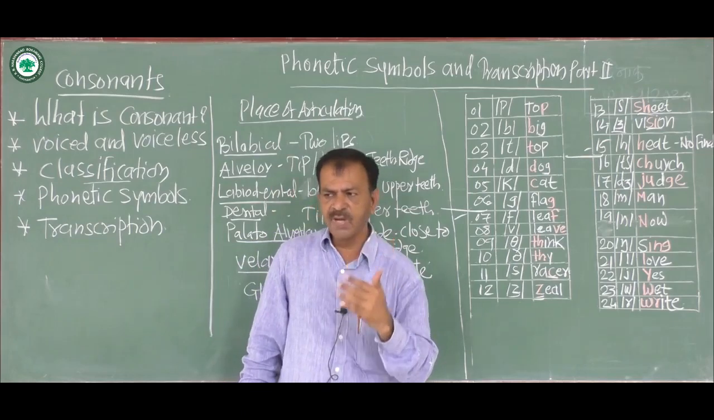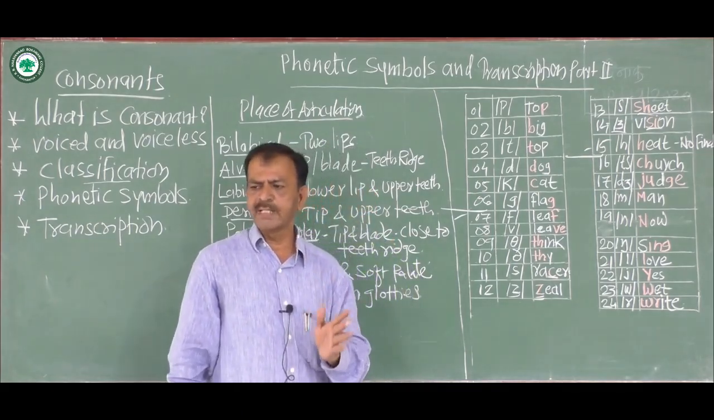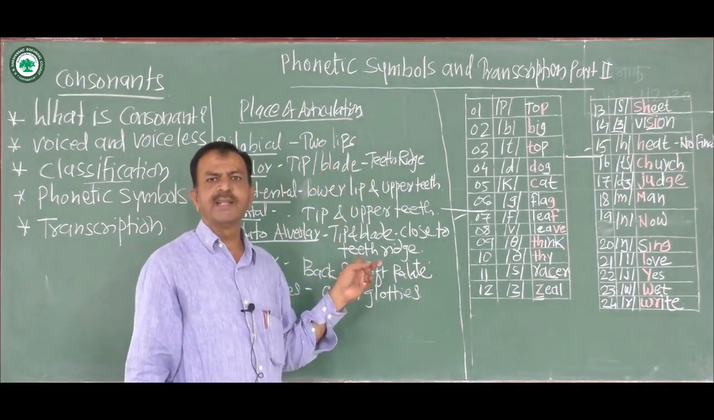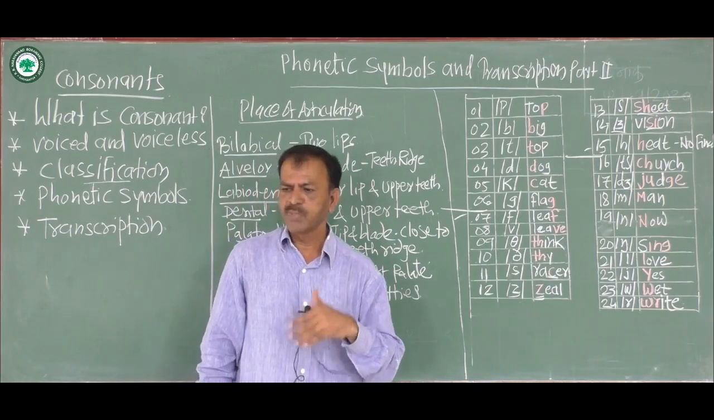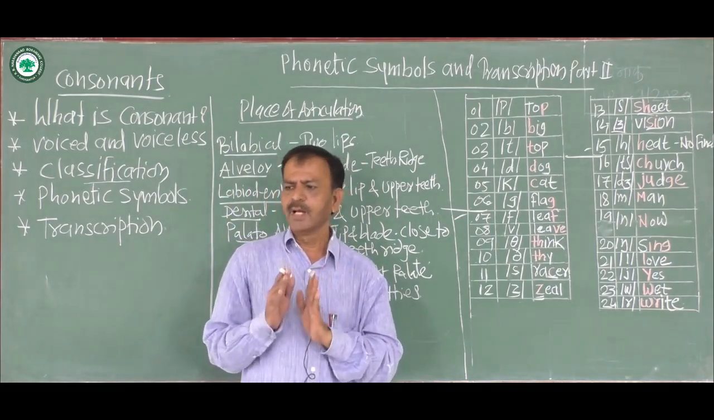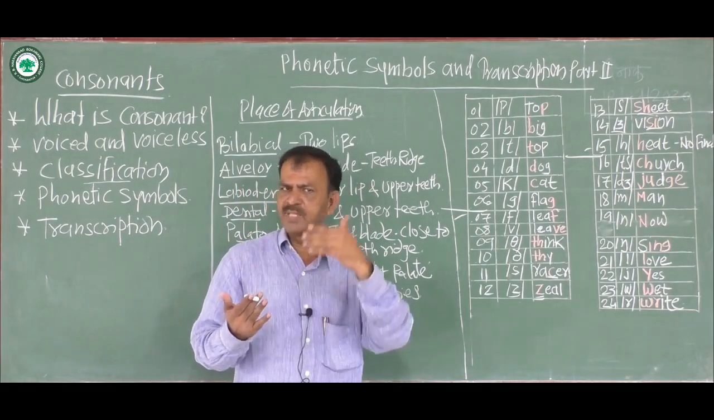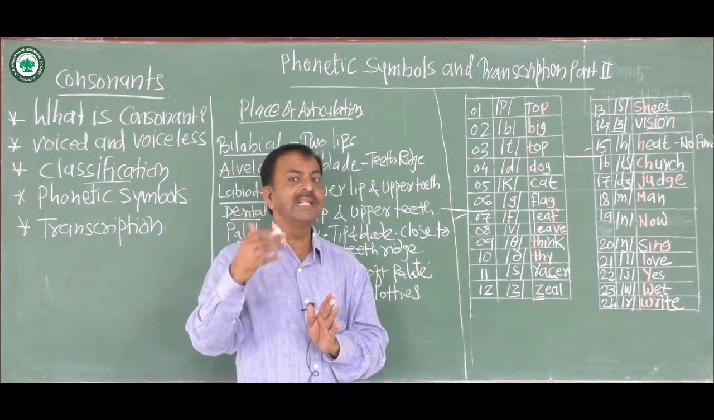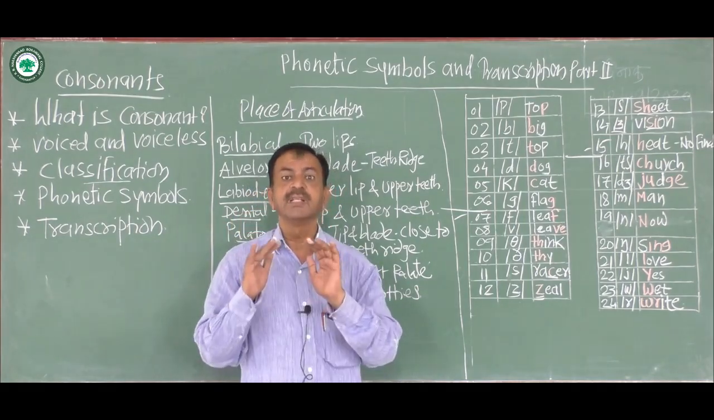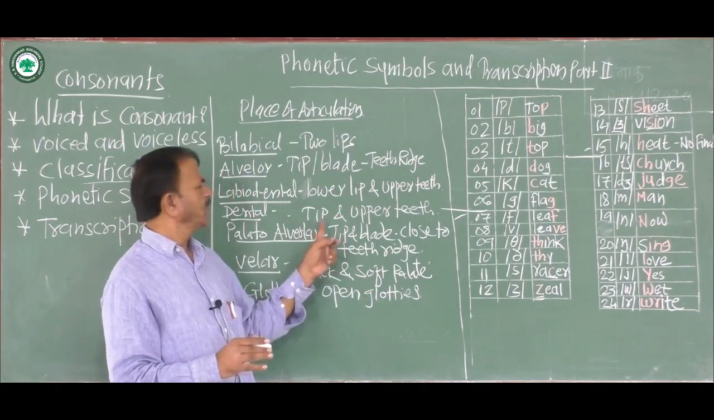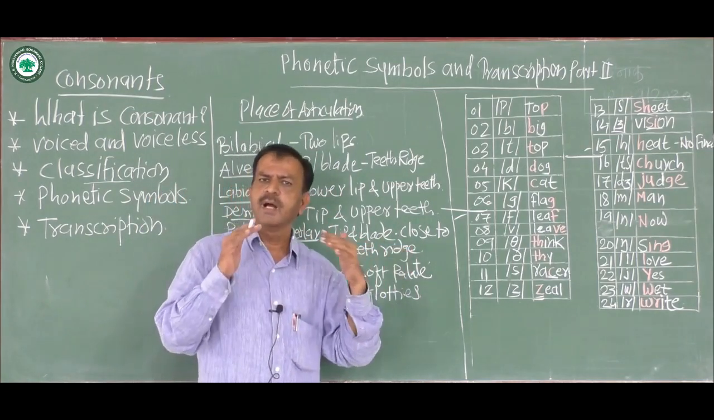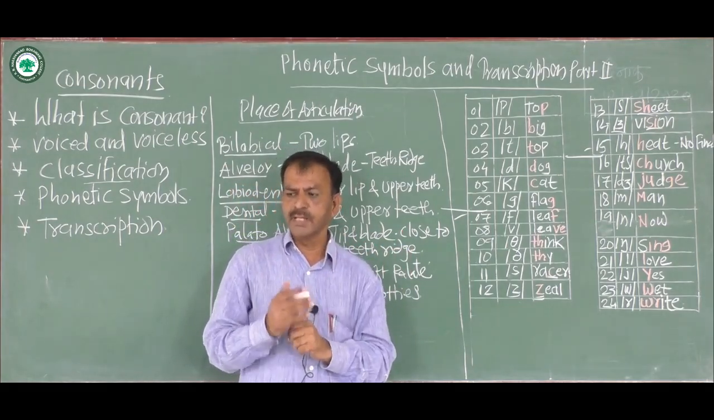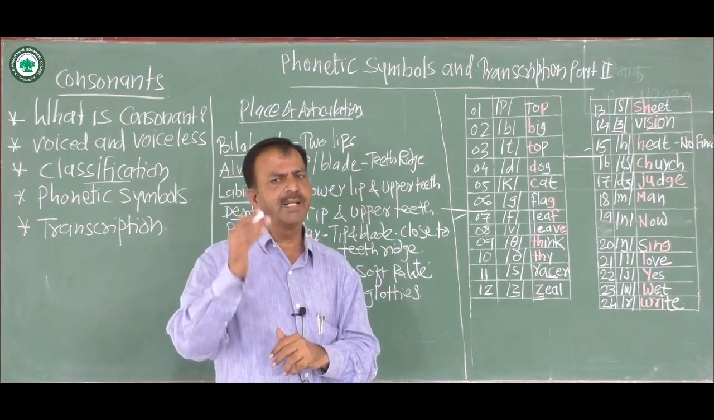As far as F is concerned, it is voiceless labiodental fricative. Now you studied what is a labiodental sound, while V is voiced labiodental fricative, meaning voiced and voiceless. Th is voiceless dental fricative. So what is dental? That is the tip of the tongue against the upper teeth. The next sound, the, is called voiced dental fricative.